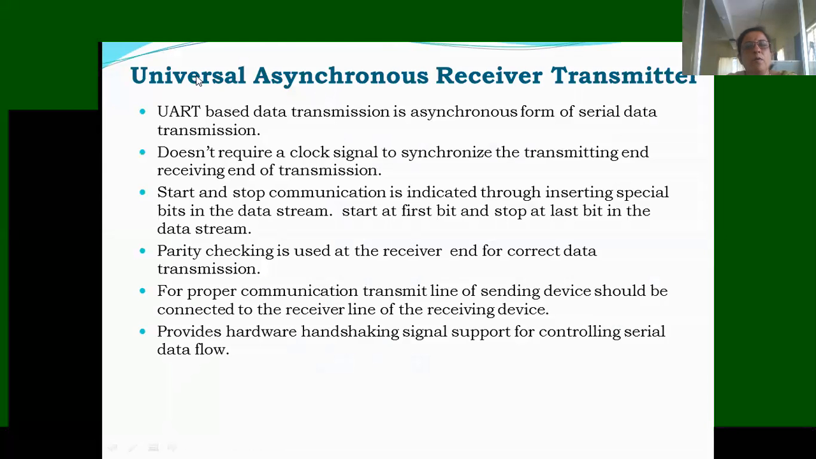Next we were seeing the universal asynchronous receiver transmitter. So what is this universal asynchronous receiver transmitter? Here there is no synchronization happening for the data transfer. That means there are no clock signals generated. It is just doing the handshaking. If you are ready, then I will send the data. There are no clock pulses generated for transmission of the data.